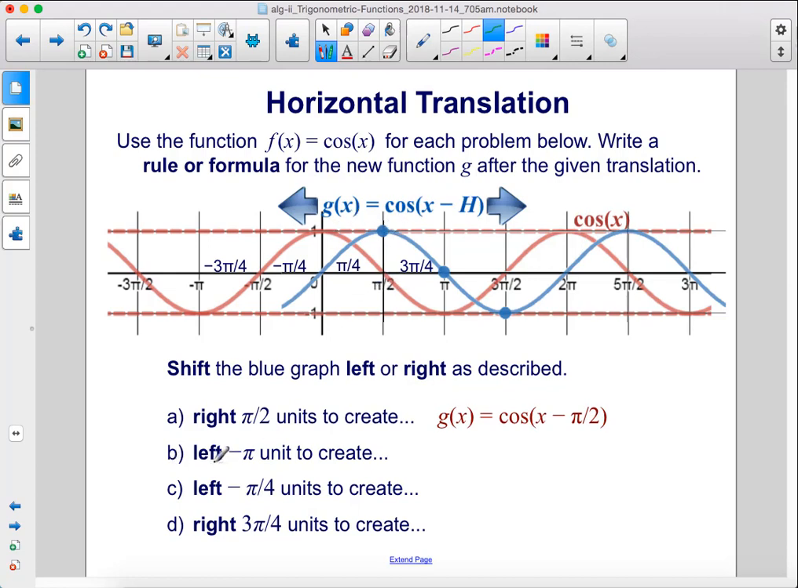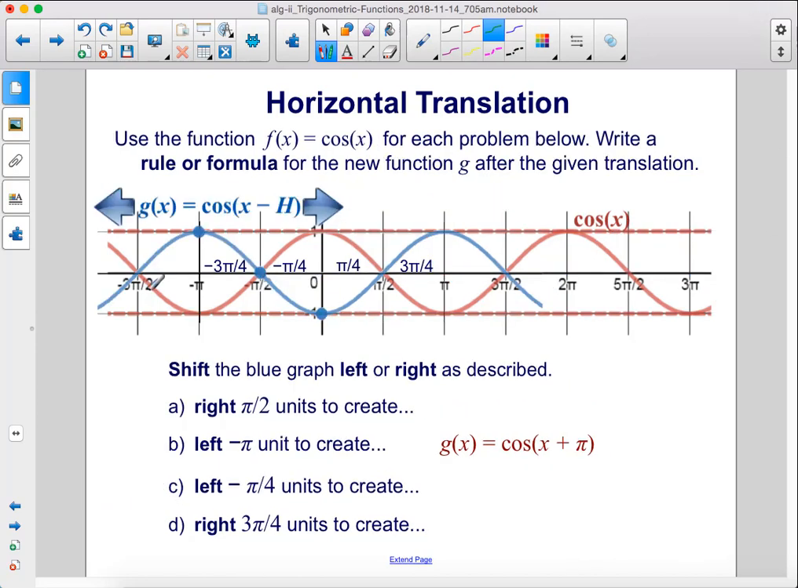For b, we want to shift the graph left by negative pi, so we have h of x equals cosine x plus pi. Since remember, it's x minus h, and this h value is negative pi, so we have x minus negative pi, which becomes x plus pi. Alright, so here in blue, we have g of x equals cosine of x plus pi, and we've moved to the left pi units.